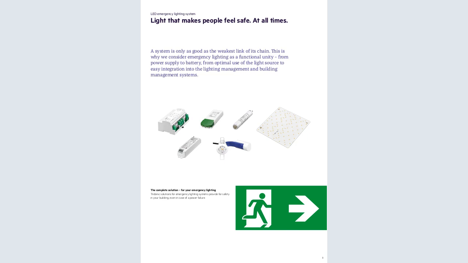So these are LED composed. How to install such a thing? You can see this is a board with the LEDs installed in there, and this is a coloring. So when it lights, it illuminates this and it shines. The system is only as good as the weakest link of its chain. So this is why we consider emergency lighting as a functional unity, from the power supply to battery, from optional use to light source, to easy integration into lighting management and building management systems.